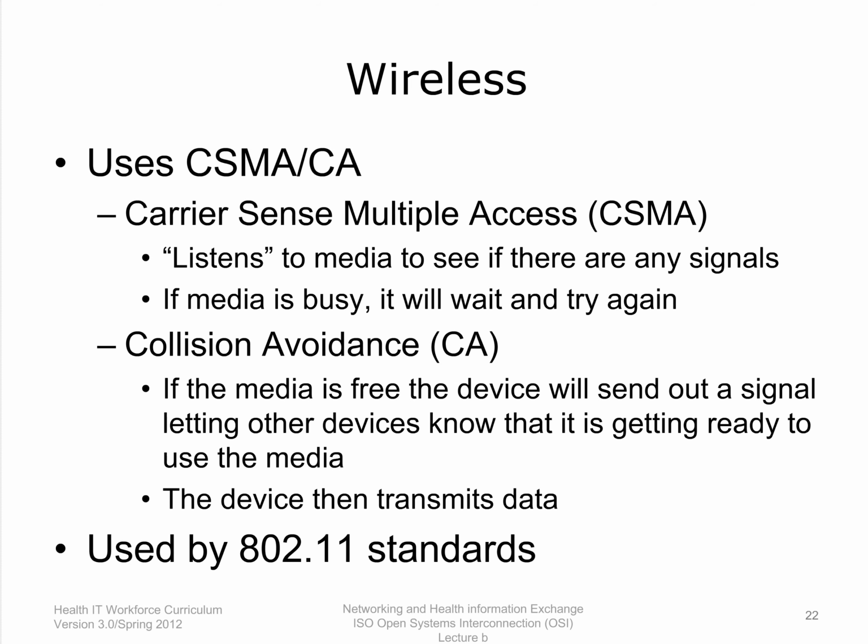Slide 22. Wireless technologies like the 802.11 standards use carrier sense multiple access collision avoidance, CSMA/CA. The device that has data to send will listen to the media to see if there is any signal being carried on the media. If there is a signal on the media, that device must wait and try to send its data later. If there is no signal, the device will send out a signal notifying the rest of the devices using that media that it is getting ready to send out data. This avoids a collision because other devices will not transmit. After issuing the notification, the device then sends out its data.